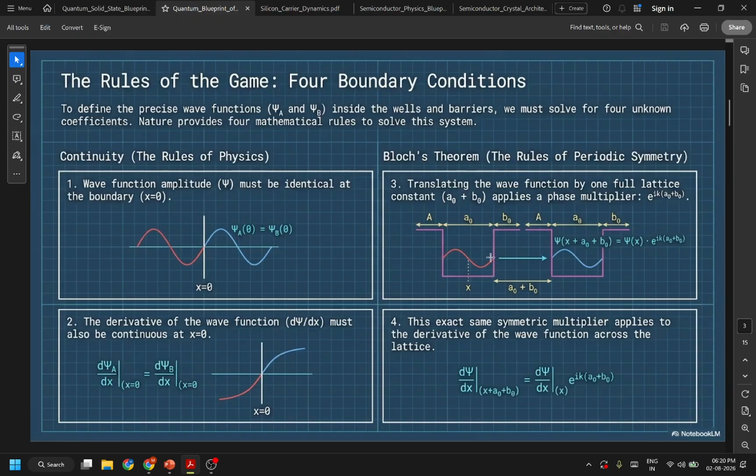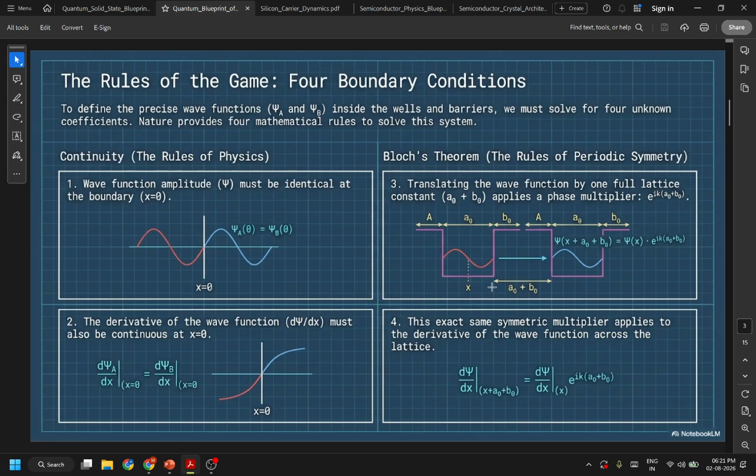Now we add two new conditions here, which are the rules for periodic symmetry, given by Bloch's theorem. It states that when you translate the wave function by one full lattice constant, which is a naught plus b naught, it applies a phase multiplier known as e to the power iota k (a naught plus b naught). So that means psi of x plus a naught plus b naught should be equal to psi of x into e to the power iota k (a naught plus b naught).